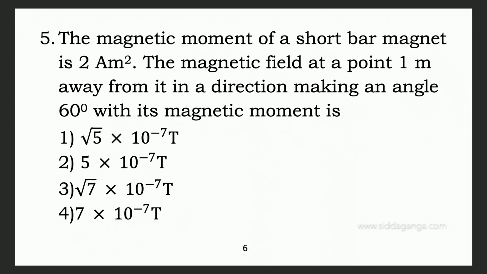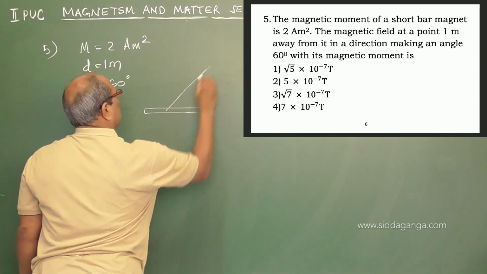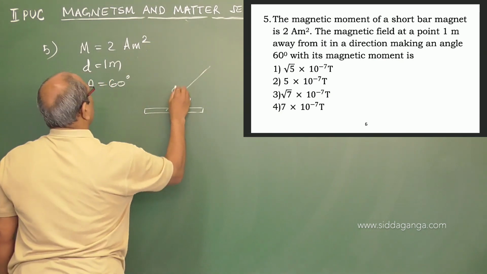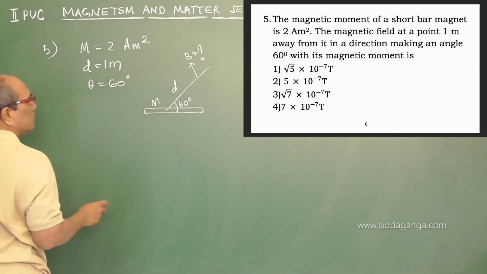Question number 5. The magnetic moment of a short bar magnet is given as 2 ampere meter square, and the magnetic field at a point 1 meter away from it, in a direction making an angle of 60 degrees, we have to calculate. Again you think of a bar magnet, making an angle of 60 degrees. D value is given, M is given, we have to find the magnitude of B.